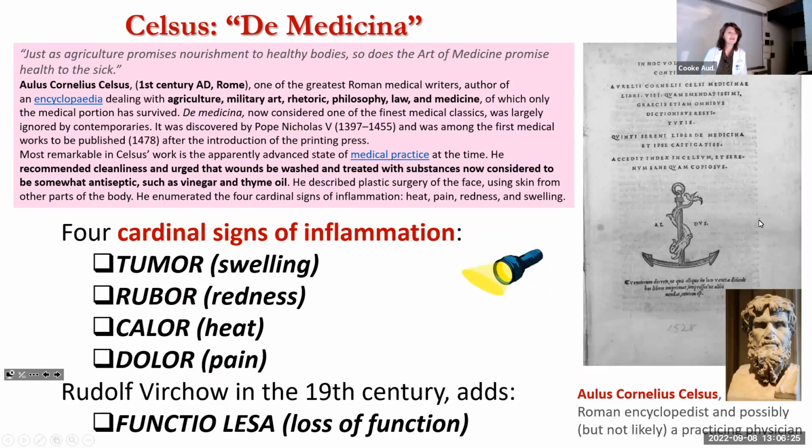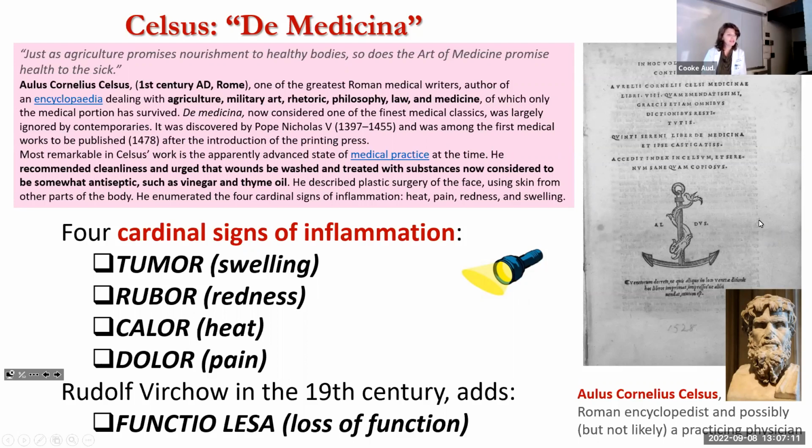And this is a bit of history that, I don't know about you, but I like history of medicine. Here's a Roman encyclopedist and possibly a practicing physician called Aulus Cornelius Celsus, not to be confused with Celsius, who was a Swedish astronomer who proposed the Celsius temperature scale. Aulus Cornelius Celsus wrote an encyclopedia, and in that book, he described many things, among them, the 4 cardinal signs of inflammation: heat, pain, redness, and swelling. And I'm going to tell them in Latin: tumor, rubor, calor, dolor.